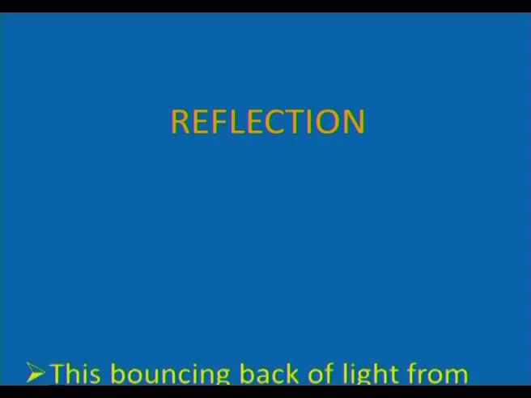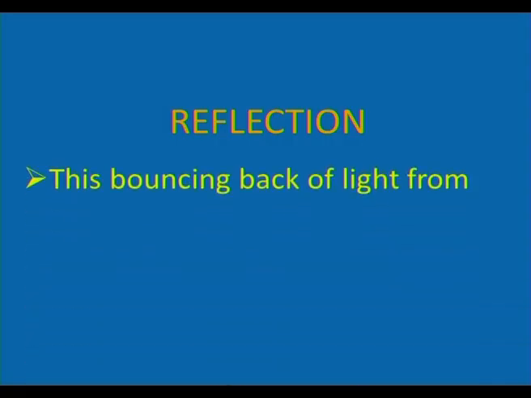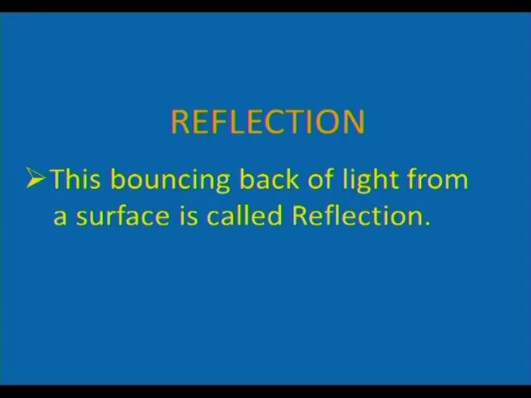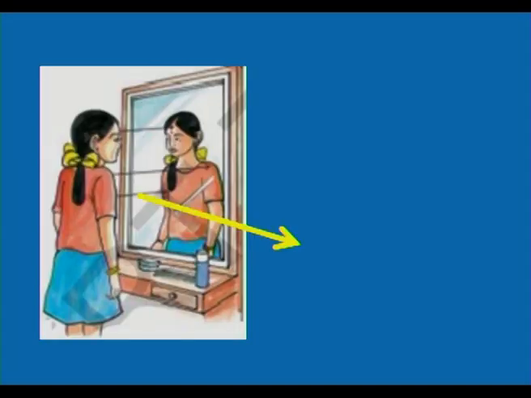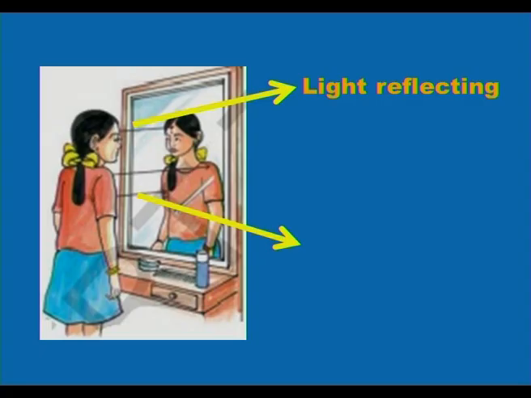Now, reflection. What is reflection? Is there any difference between reflection and shadow? Let us look into it. This bouncing back of light from a surface is called reflection. Now, you see there is a girl. She is looking at her face in the mirror. What is happening inside the mirror? Let us see. Light is reflected from the mirror into the girl's eye.